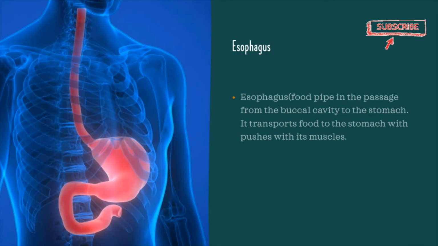It is usually called the food pipe for short. The food pipe is the passage from the buccal cavity to the stomach. Yes, guys, it transports food to the stomach by pushing it with its muscles. There are muscles on the interior surface which push the food to the stomach. There are also many other major parts along the esophagus, and from there it pushes the food to the stomach.